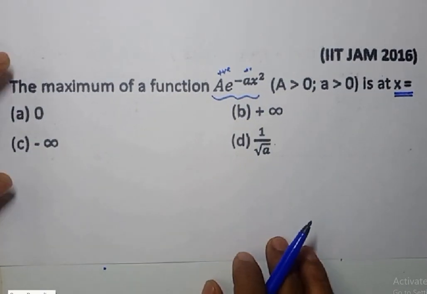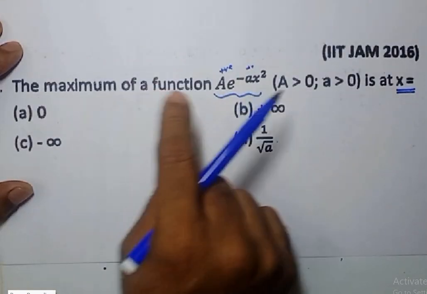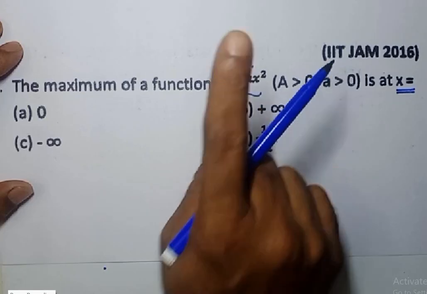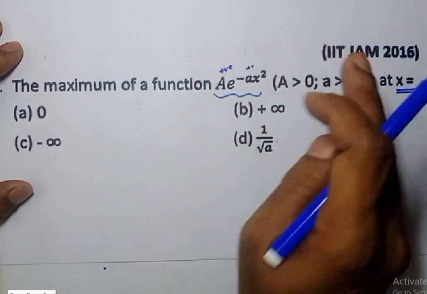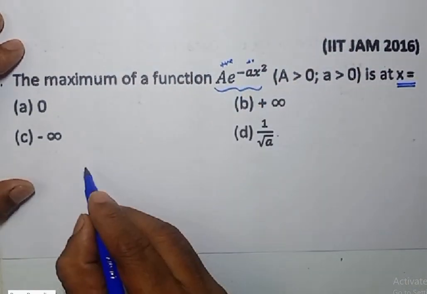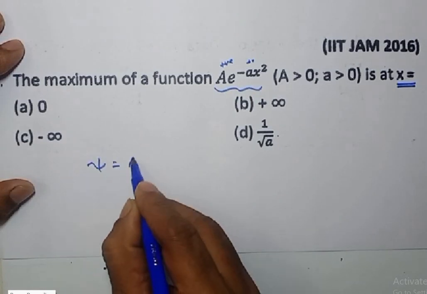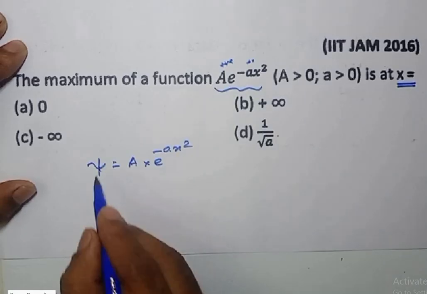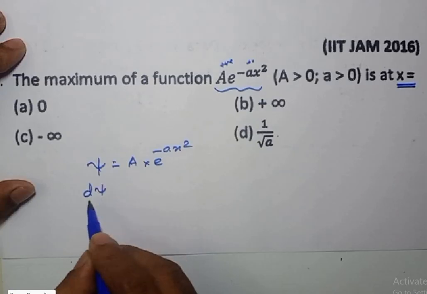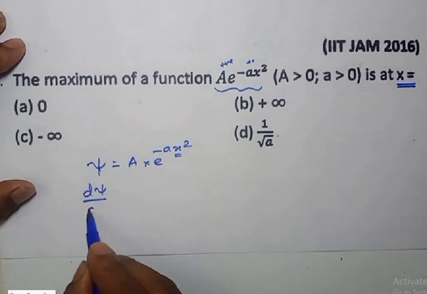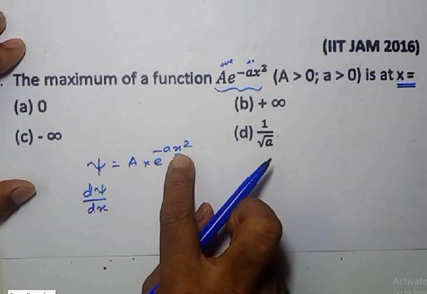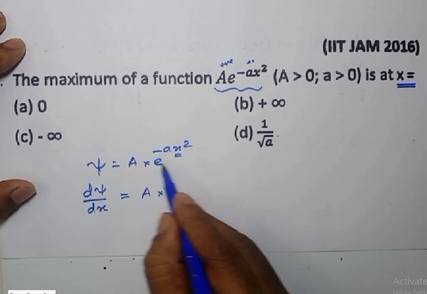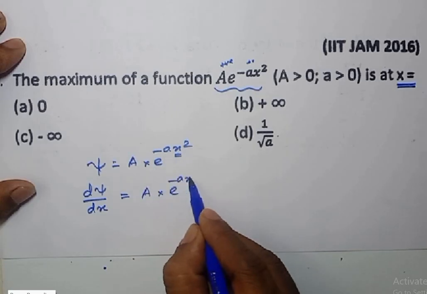To find a maximum or minimum, you differentiate the given function one time and put the value equal to 0. So let me take the given function as psi. So psi is equal to A into e power minus a x square. Now I will differentiate this function once. So d psi by dx, I am differentiating with respect to x, because the function depends only on x. So what I am going to do: keep the A as such. The differential of the exponential term will give you the same thing.